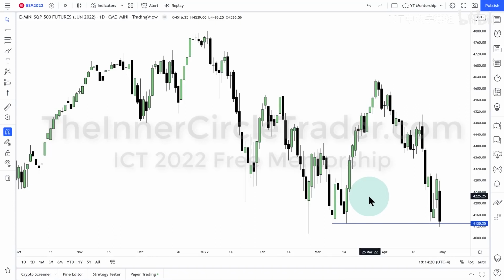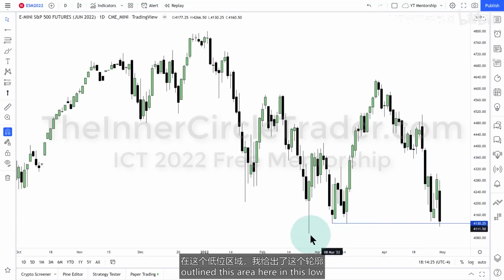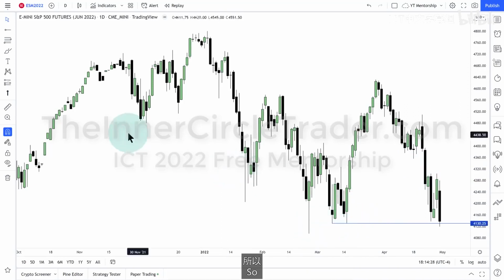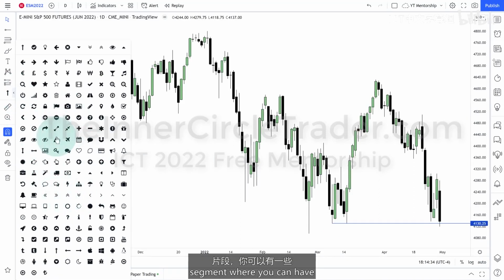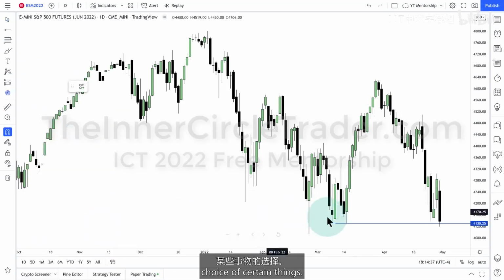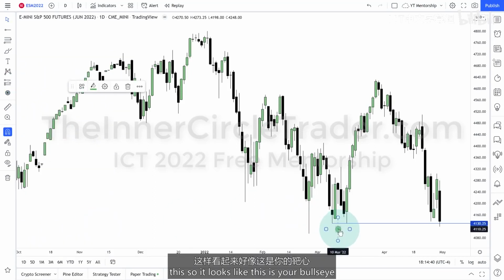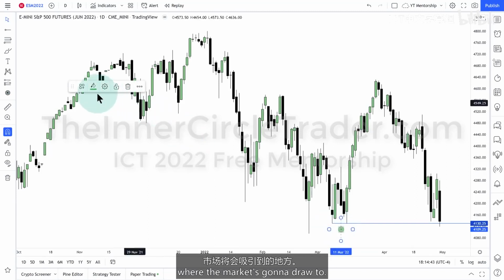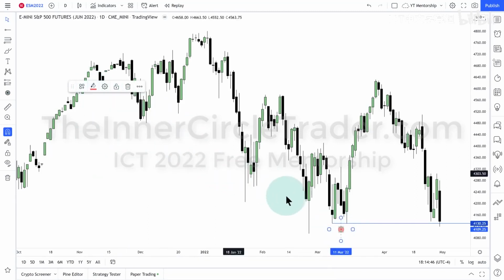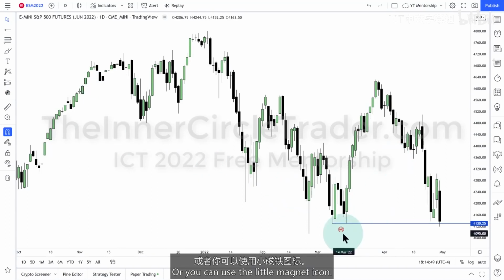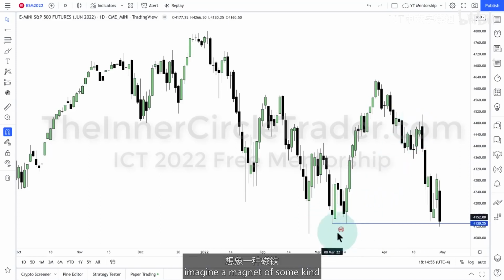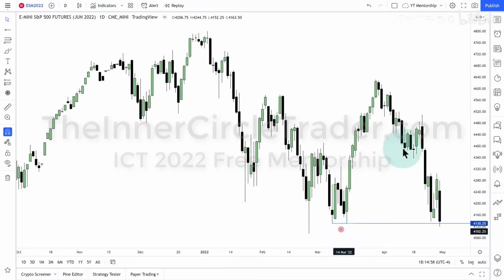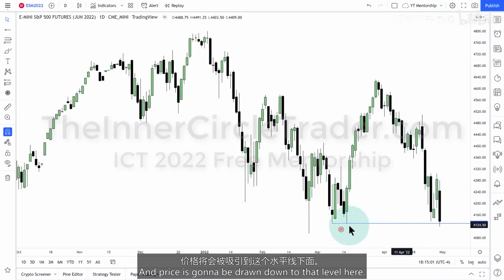All right, with all that stuff out of the way, let's get back into the nitty gritty here. So I outlined this area in this low, and I said this would be the draw on liquidity. When you're on TradingView, over here there's a little segment where you can have a choice of certain things. Now you can do this so it looks like this is your bullseye where the market's going to draw to. You're aiming for that, in other words. Or you can use the little magnet icon. I teach with that analogy. Like up here, imagine a magnet of some kind down here, and price is going to be drawn down to that level.